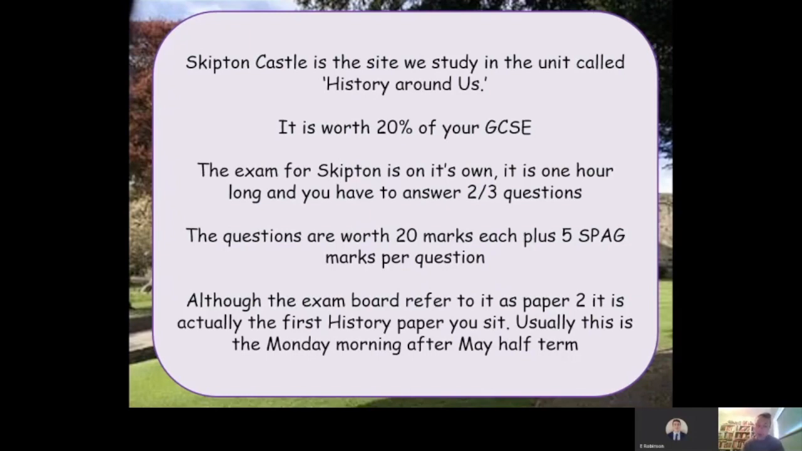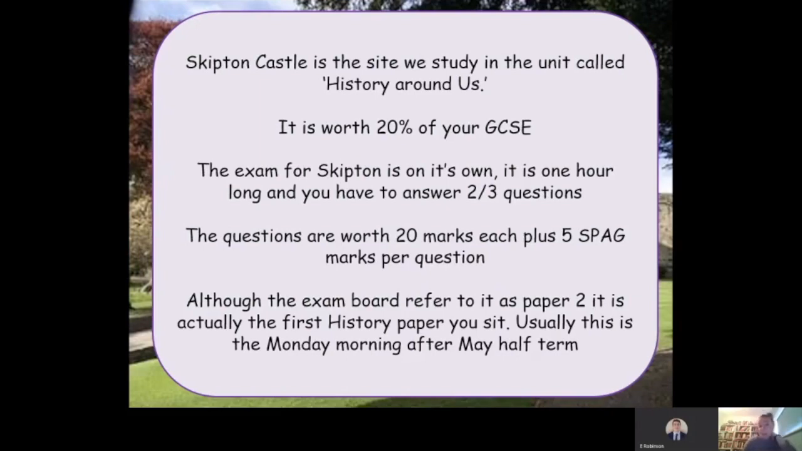So the unit itself is part of a unit called History Around Us. The idea is that schools pick a local site, or a site close by to them, as their site study. So we went for Skipton Castle because it's got loads of interesting history. You already know stuff about the medieval period. It fits in quite nicely with some of the stuff from Crime and Punishment, and it works really, really well.